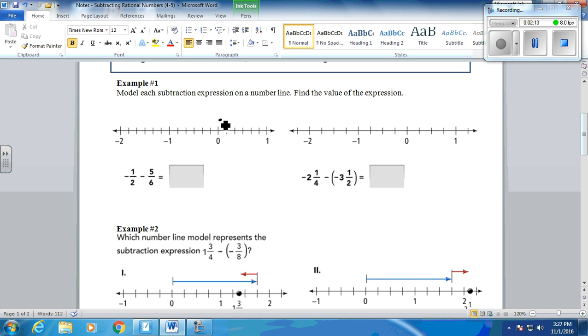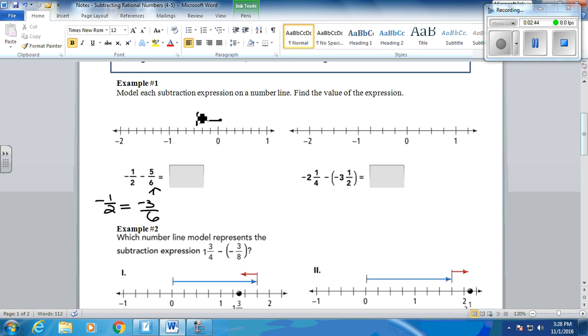And so if you notice, between 0 and negative 1, this is split up into 1, 2, 3, 4, 5, 6 spaces. Because I have a denominator of 6 right here, they're splitting up all the 1s into 6s. So negative 1/2 is actually equivalent to negative 3/6. So I'm going to be moving over to negative 3/6, which is going to be located right here.